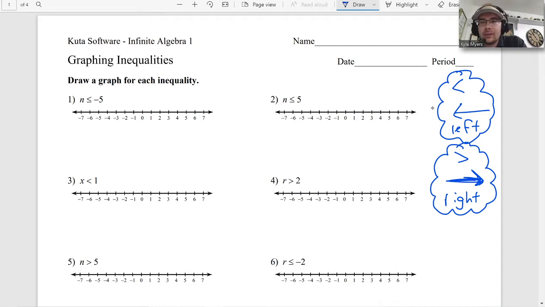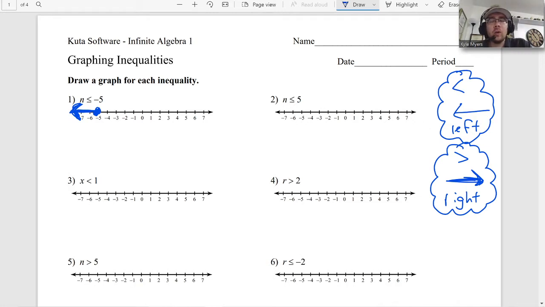Let's go ahead and graph this one. So number 1, we're going to plot -5. It's right here. I want to put a closed circle, and I'll tell you why in a second. I'm going to put a little dot right here at -5. And then it's an arrow going left, so I want to go left, which is this way. And there we go. That's the answer.